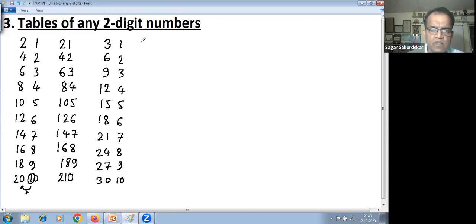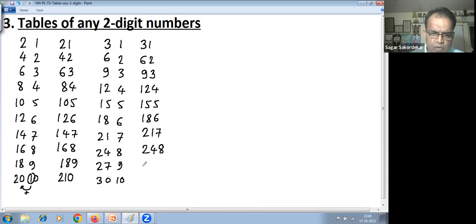As long as there is a single digit to the right, just join. 31, 62, 93, 124, 155, 186, 217, 248, 279. So up to this, it was single digit. So here a double digit, that extra you have to add to the left. 30 plus 1, 31. And the last digit you have to join.